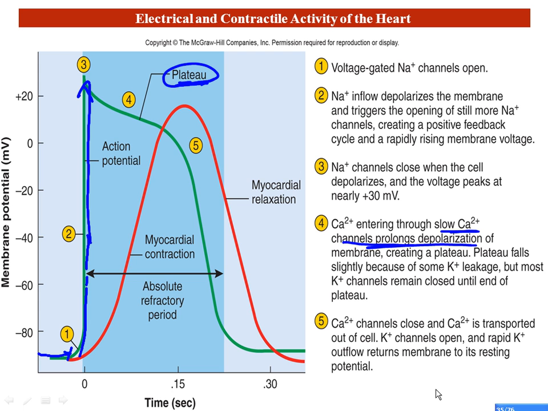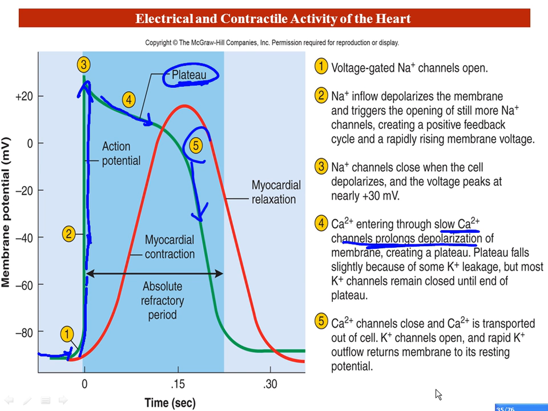Okay, and what happens at point 4 is slow calcium channels open. When the slow calcium channel is open, you may remember calcium has a higher concentration outside of the cell than inside the cell. Calcium rushes in and causes the cell to remain depolarized for a longer period of time. Now after this point, everything else is going to be the same. We're going to have repolarization, which is potassium rushing out of the cell.